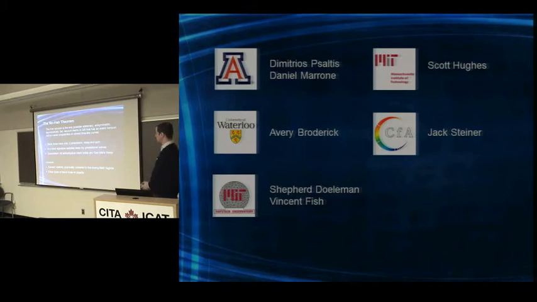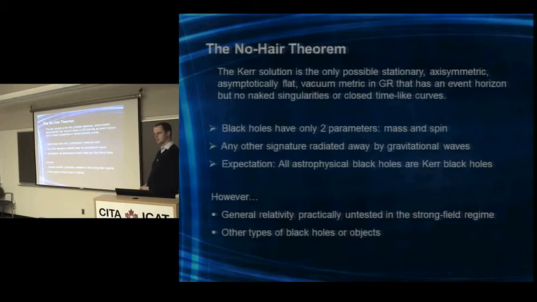So the no-hair theorem tells us that a black hole is described by only two parameters, its mass and its spin. And that's it. If you have a star that collapses and forms a black hole, during that process you can show, at least in a certain setup, that any other signature other than mass and spin is radiated away as gravitational waves. So this means there is a proposed mechanism which can actually form black holes in nature. And so the expectation is that all the astrophysical black holes that we observe are Kerr black holes. And the Kerr metric is our way of describing black holes.